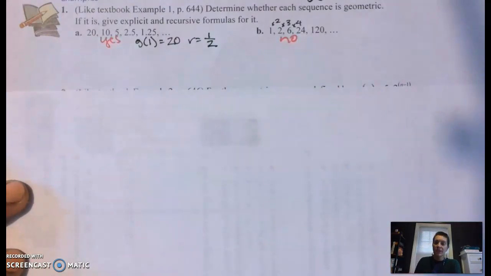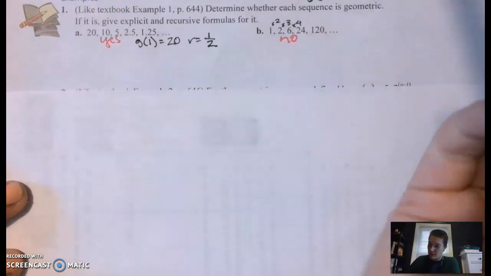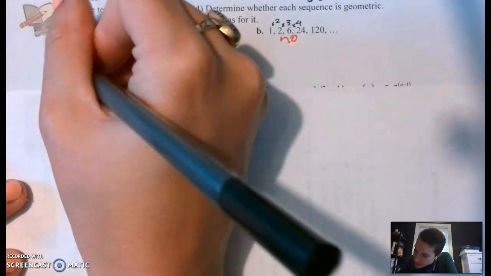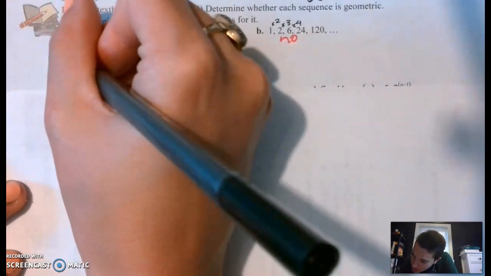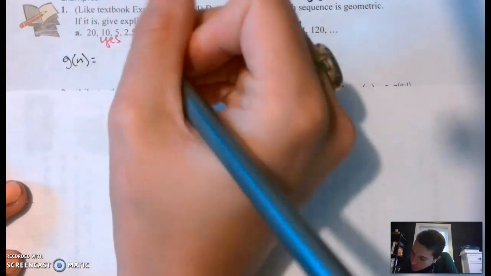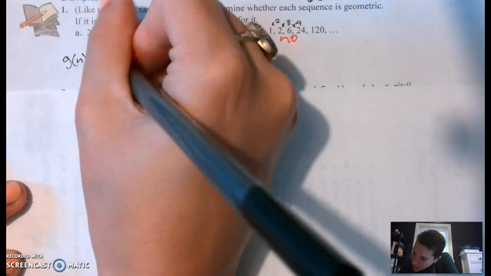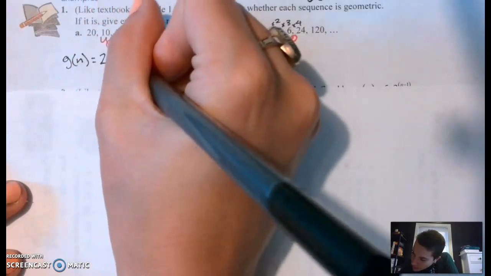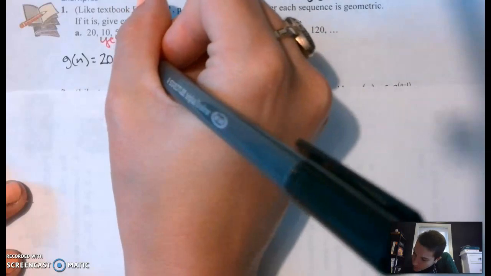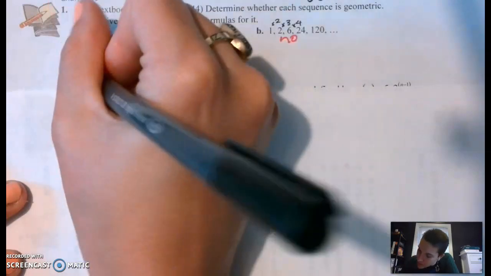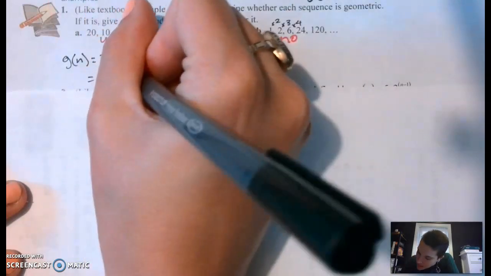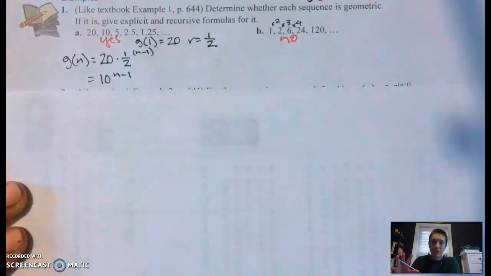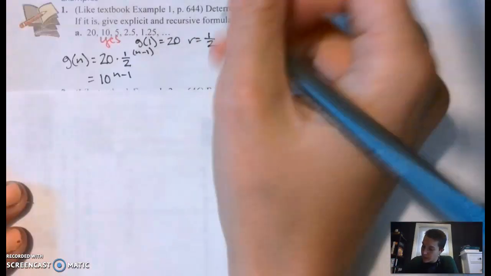So now we can write both of our formulas. Press pause, do it yourself, and come back when you've got your answer. We're going to do explicit first. g of n equals g of 1, 20, times r, 1/2, to the n minus 1. And we can simplify this a little bit. We end up with 10 to the n minus 1. And our recursive formula, once again, press pause and come back when you've got it ready.